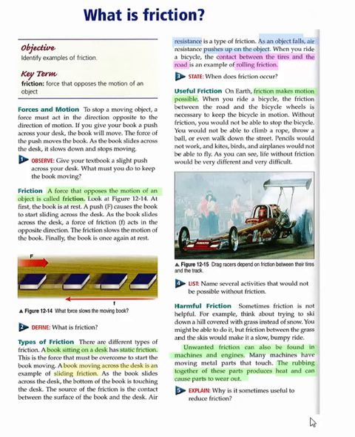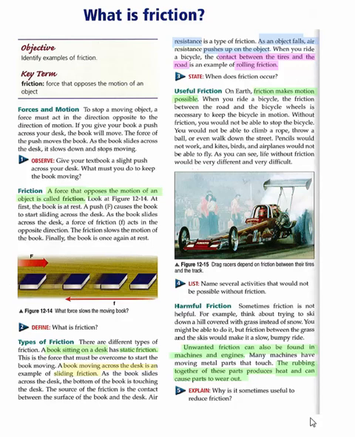1. Observe and give your textbook a slight push across your desk. What must you do to keep the book moving? Friction. A force that opposes the motion of an object is called friction.